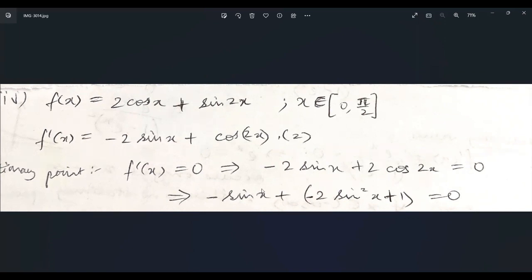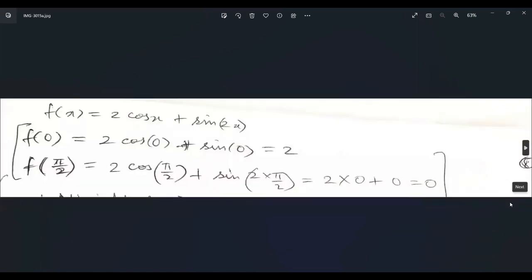Now this can be simplified further as a quadratic equation. We use the identity for cos 2x, which gives us 1 minus 2 sin square x. That way we obtained the expression for the stationary point.